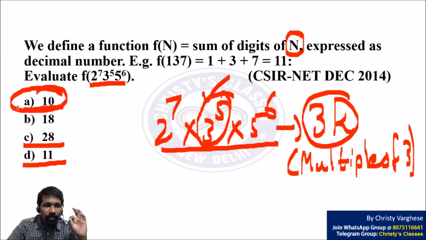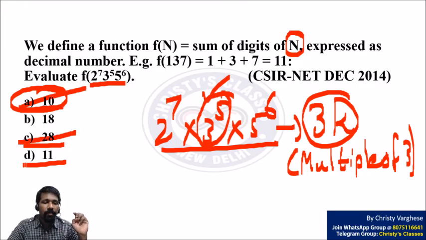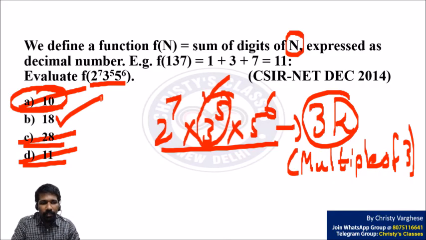Multiple of 3 means 3 into a natural number or 3 into an integer you should get. 3, 6, 9, 12, 15 etc. are the multiples of 3. So option A is gone. 28 also is not a multiple of 3. 11 also is not a multiple of 3. So the only option which is a multiple of 3 is 18. That is why that finishes the question.